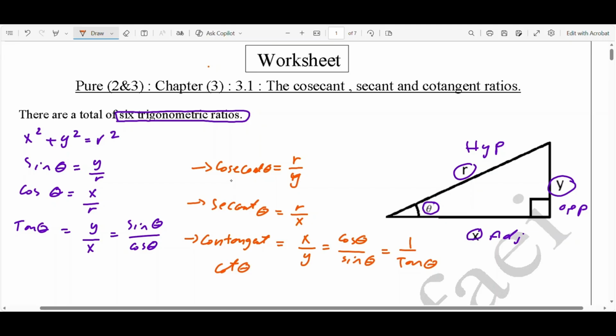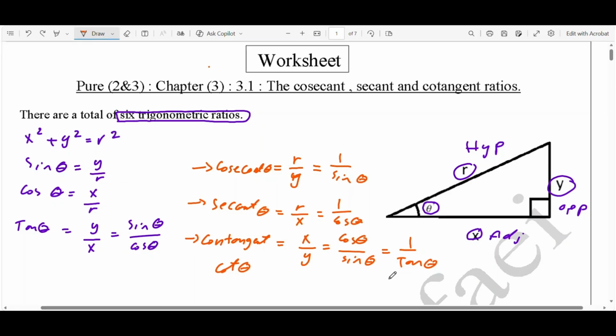So, what is cosecant? It's hypotenuse over opposite, or 1 over sine theta. What is secant? Hypotenuse over adjacent, or 1 over cosine theta. Cot theta, 1 over tan. I hope these 6 ratios are clear, students.